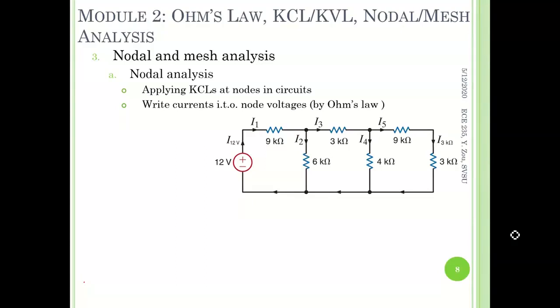Mesh analysis is also called loop analysis. So first of all, let's learn nodal analysis, see how it works. Nodal analysis is actually stated as, first you want to apply the KCLs. Be careful, it's KCL at nodes in the circuit to come up, obviously, with a bunch of equations. And the second, you need to rewrite those currents in the KCLs in terms of node voltages by applying Ohm's law. So we will see how we implement these two steps one by one.